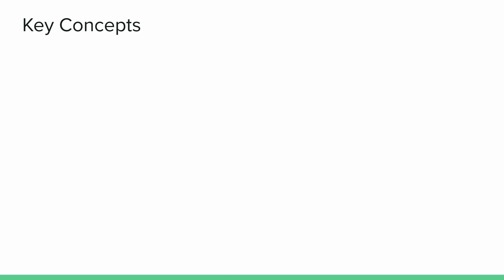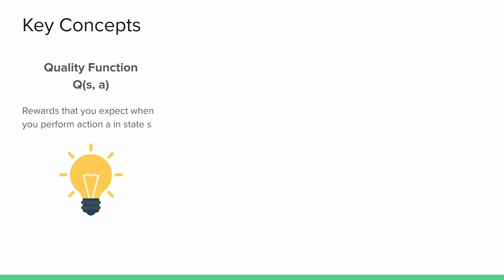To the last few key concepts that you should really be familiar with. The first one is the so-called quality function. The quality function, or abbreviated Q function, you will see all over the place. It's the reward that you can expect when you perform an action A in state S. Quite clear? So we say we're in state S. What reward can I expect when I take one particular action?